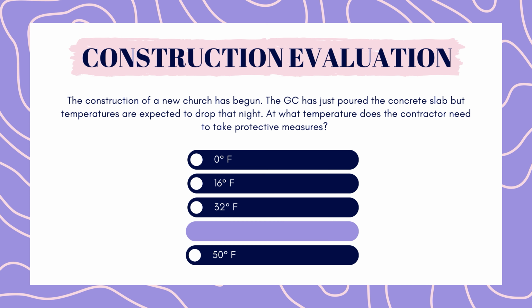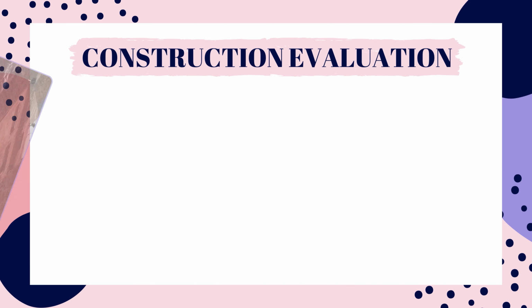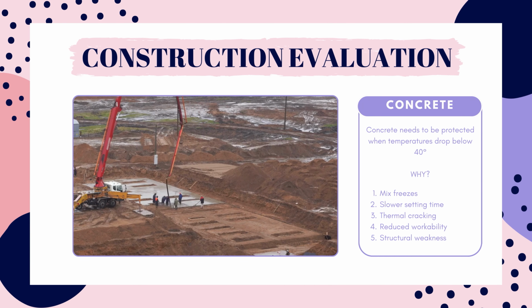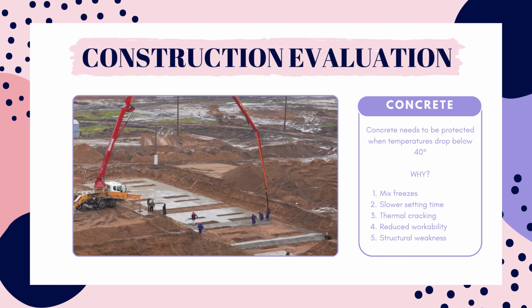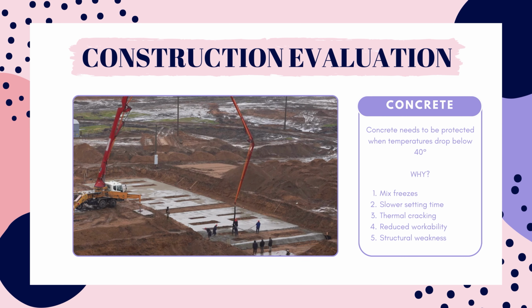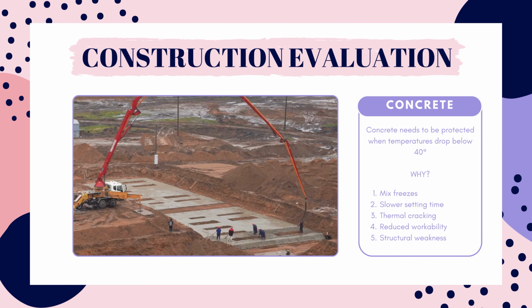And the answer is 40 degrees Fahrenheit. Construction typically stops or switches to cold weather mode at 40 degrees. Concrete can be poured at this temperature, but it must be heated to make sure none of the components have frozen. The concrete must continue to be heated for at least 7 days after pouring, which is during the early curing stage. After the temperature goes below 40 degrees, temperature-sensitive materials should not be applied or installed.